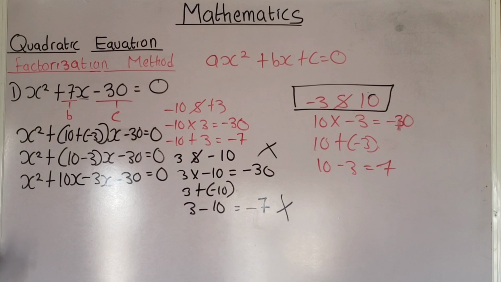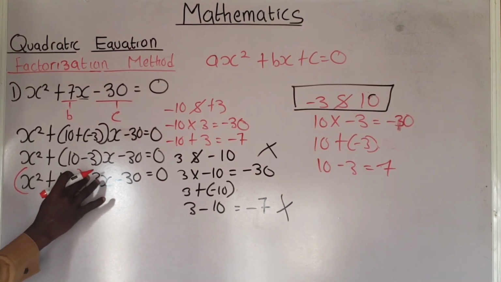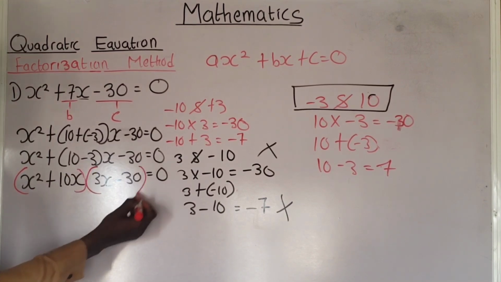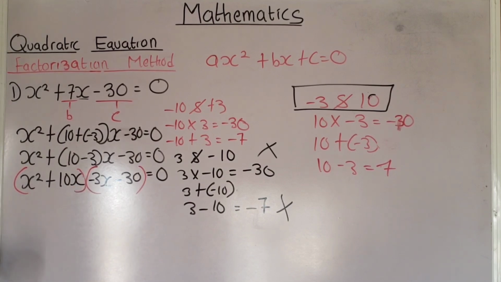Okay? Now I'm going to separate this equation into two. The first part will be the first two terms, and the second part will be the second two terms. Don't forget that there is a negative here. Now, before I factorize, I want you to pay attention.